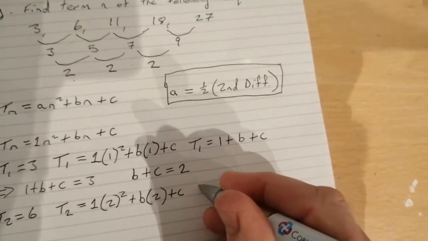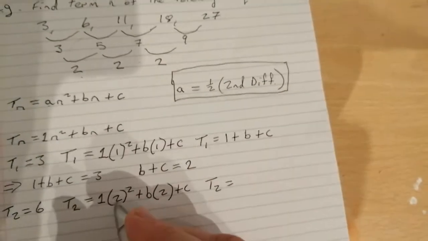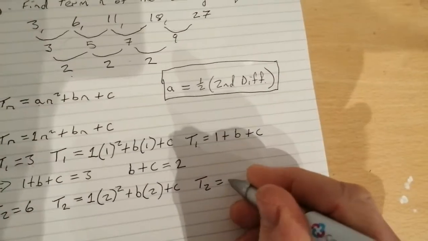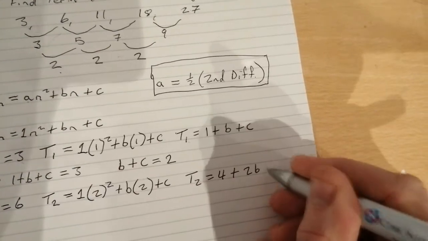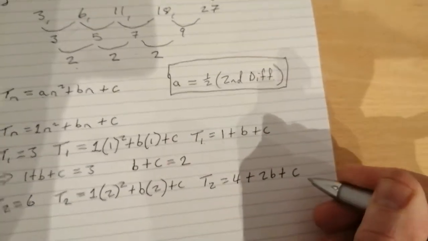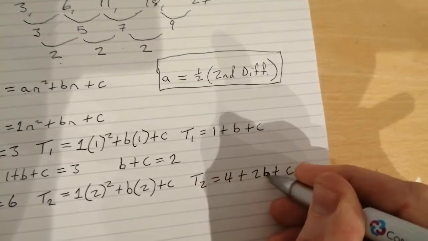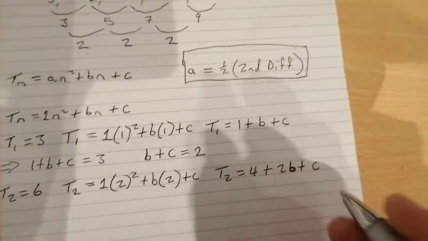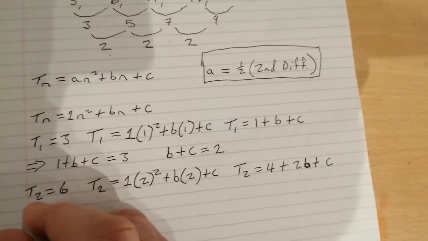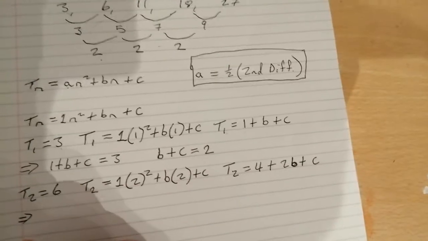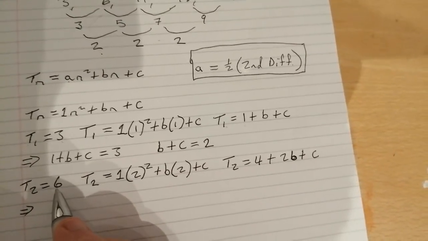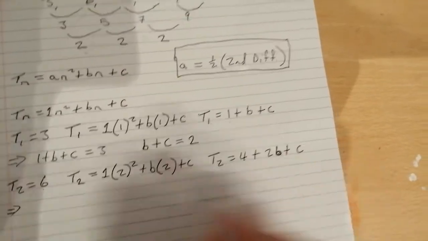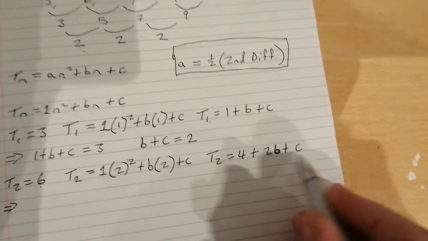Tidying that up a little bit, term 2 is equal to, well, 2 squared is 4, times 1 is just 4, plus 2 times b is 2b, plus c. Then bring that over here. Well, if term 2 is 6, and term 2 is this, then 6 must be equal to all of this.